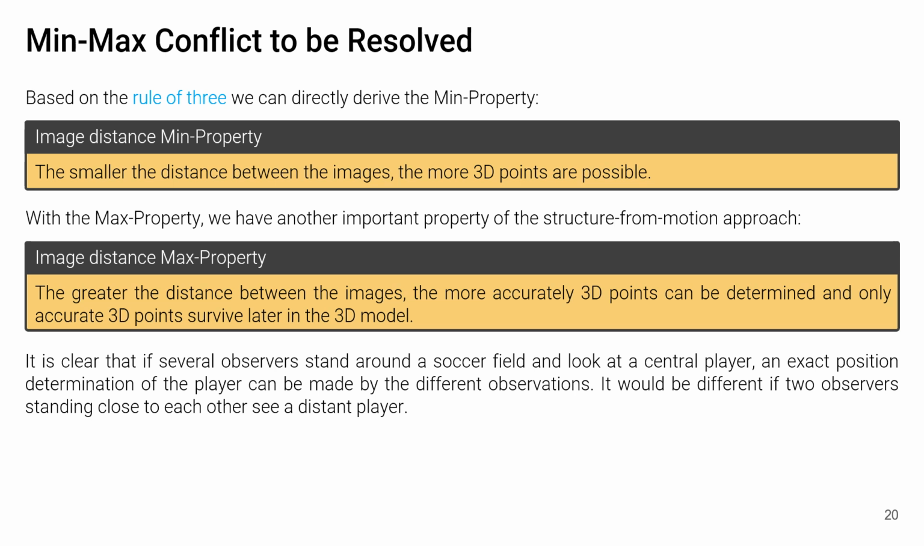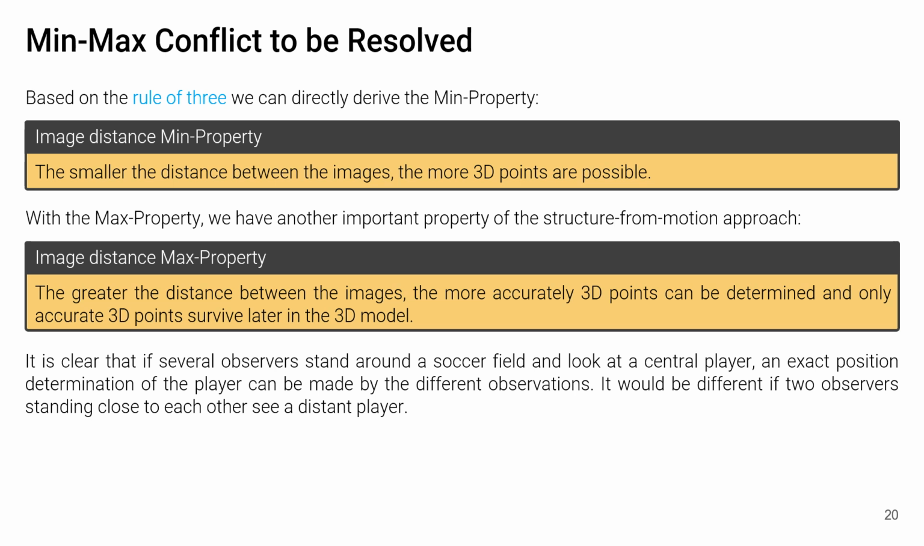Let's summarize the min-max conflict we need to resolve here. Based on the rule of 3, we can directly derive the min property. The smaller the distance between the images, the more 3D points are possible. However, with the max property, we have another important characteristic which states, the greater the distance between the images, the more accurately 3D points can be determined, and only accurate 3D points survive later in the 3D model.